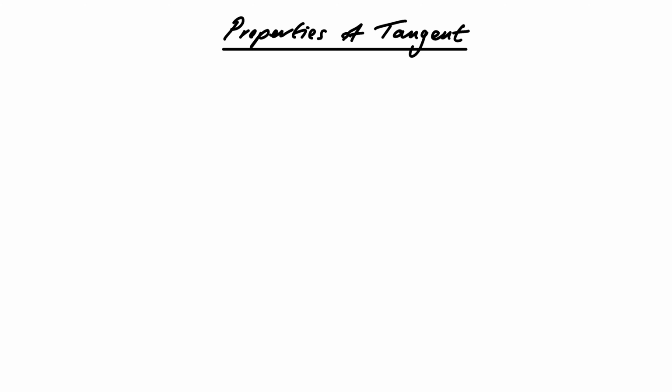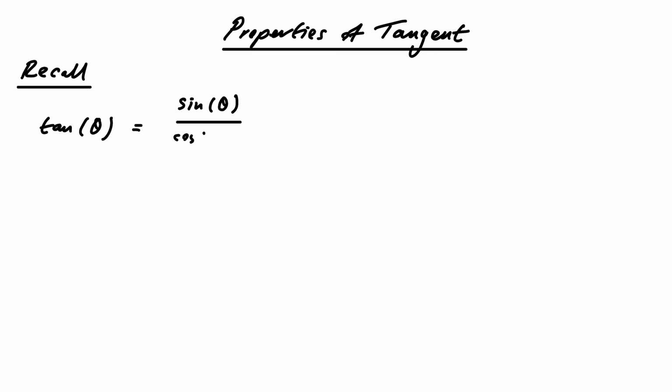Let's start off by recalling the definition of the tangent function. Nice and simple, tan of theta is the ratio sine of theta divided by cosine of theta. As I've just said, this is pronounced tan theta, but really it's tangent of theta. Just to reiterate, this is the definition of tan theta, the proper definition of tan theta.